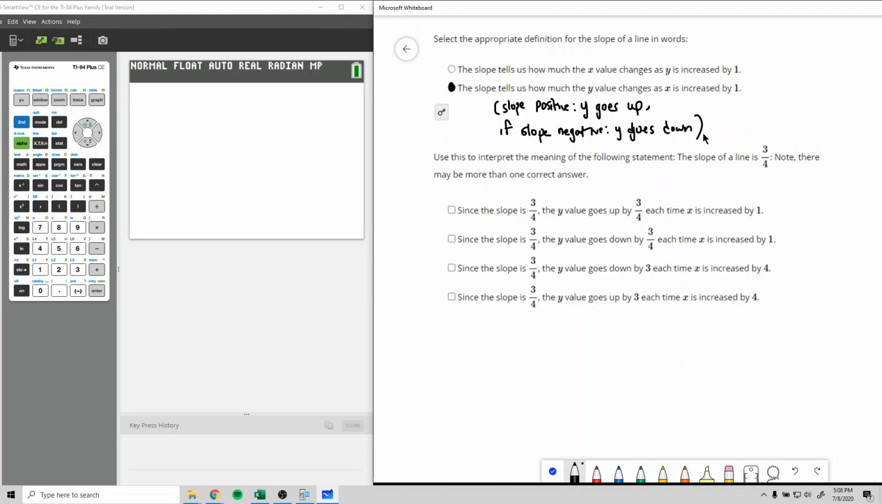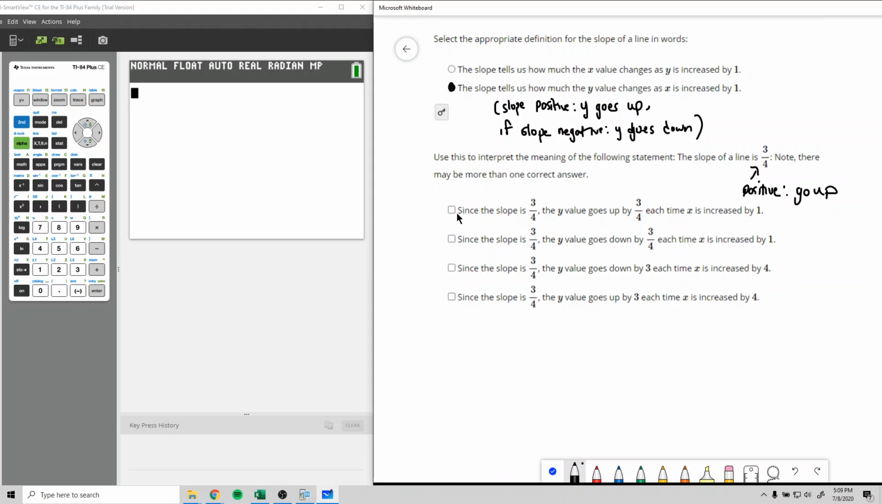All right, so the slope of a line is 3/4. If we take our definition up here, what that's telling us is that y should go up by 3/4 when x goes up by 1. Since it's positive, it's going to go up. It's not going to go down.